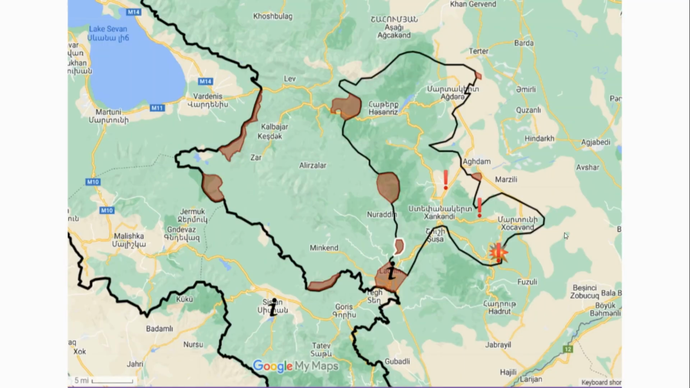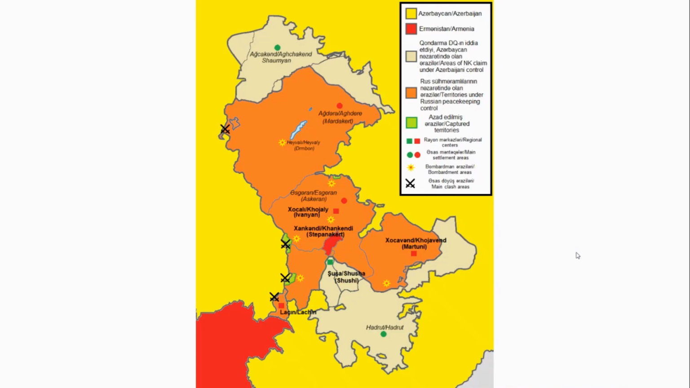Even though the war ended, the conflict continued. As you can see, the brown areas are the conflict areas between Armenia and Azerbaijan. Even in May 2023, there were some border conflicts in this region. As you can see, again, the conflicts between these countries, red areas, green areas, here, all center of conflict.